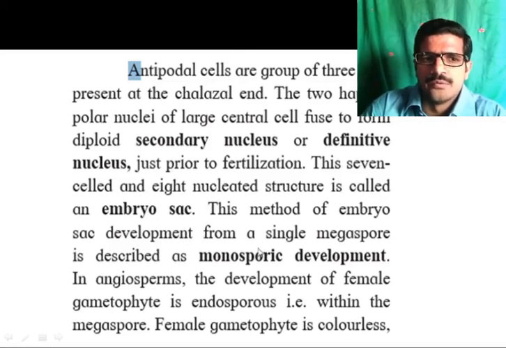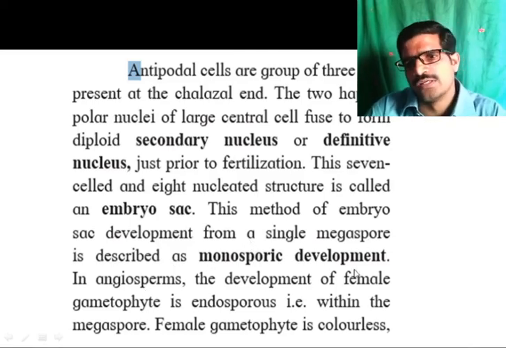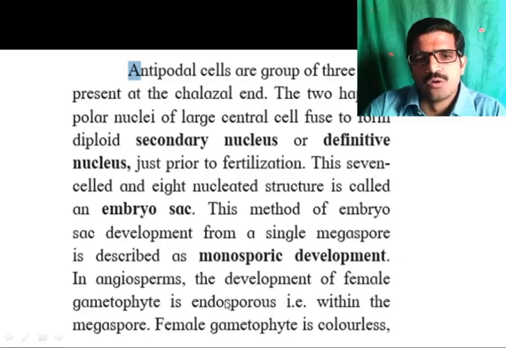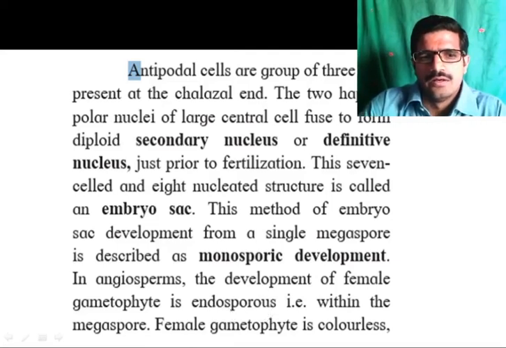This method of embryo sac development from a single megaspore is described as monosporic development. In the case of angiosperms, the development of the female gametophyte is endosporous, that is, within the spore, and the female gametophyte is colorless.